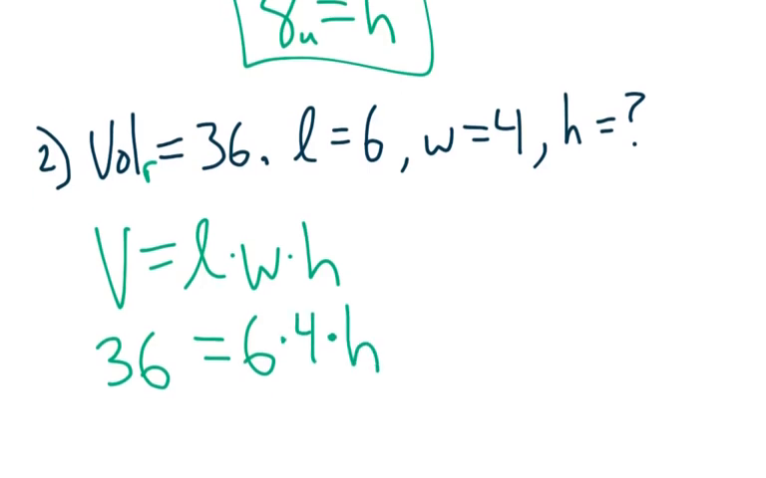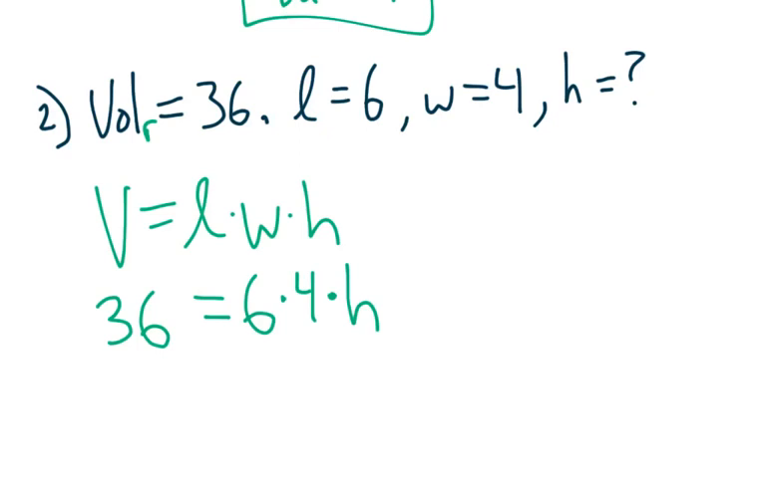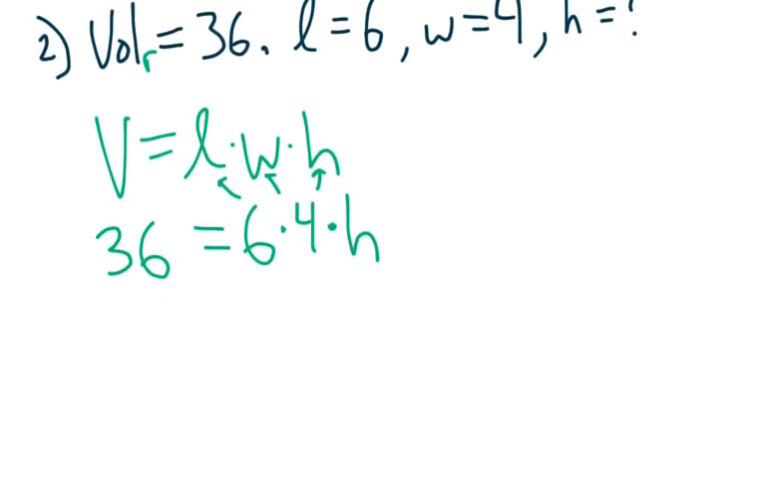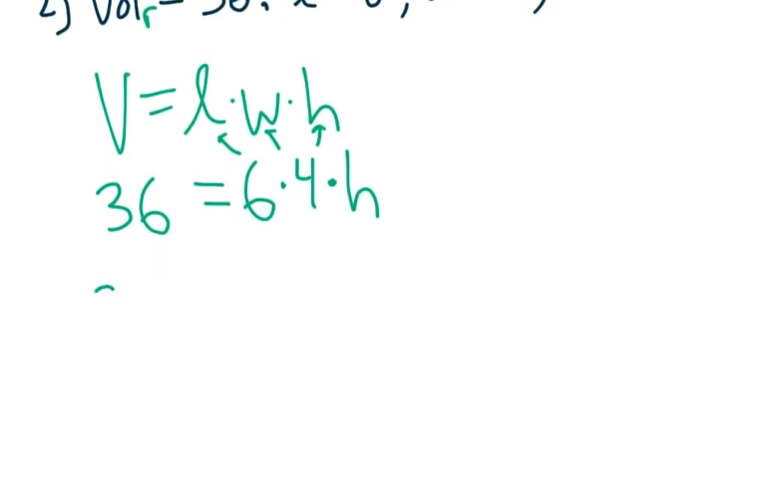And to be honest, it doesn't matter where all of these numbers go, because we're multiplying them all together. And again, we could just pick up this rectangular prism, flip it on its side, and the numbers don't change. It's just sort of what we're calling them changes. So that doesn't matter too much. Anywho, go about solving. So here we have 36 is equal to 24 times h.